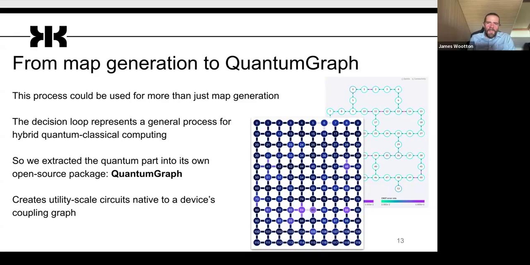So there you go. It's basically a way of creating utility scale circuits native to a device's coupling graph. It worked in 2020 on Rochester, and it's something we can still apply today on IBM Miami, which is the 120 qubit device, and also non-IBM devices. I don't work for IBM anymore. Other quantum hardware providers are available. Quantinuum, for example.